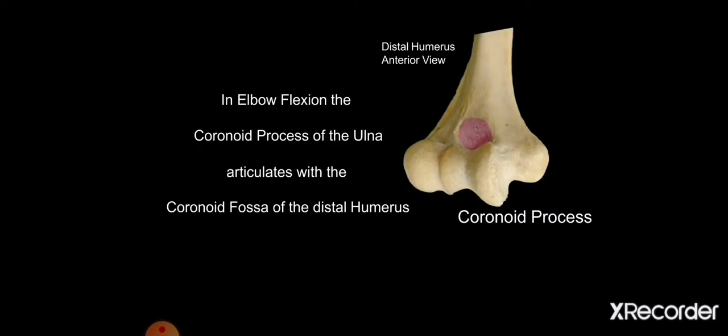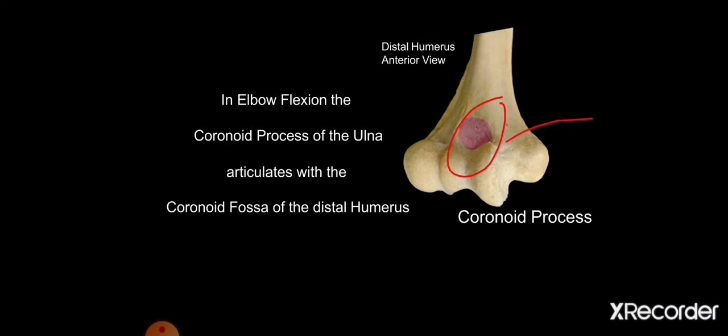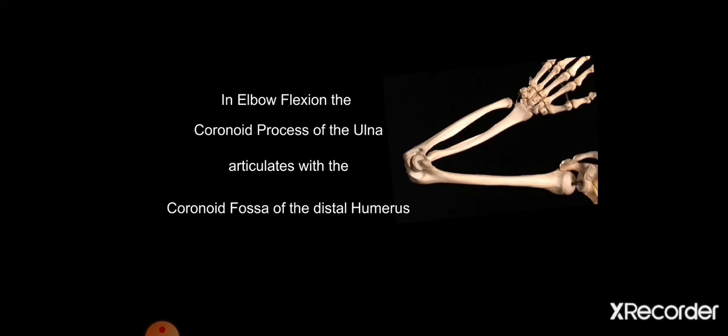Another process at the upper end of the ulna is the coronoid process. This coronoid process articulates with the coronoid fossa at the lower end of the humerus on its anterior surface. So this coronoid fossa lies on the anterior surface of the lower end of the humerus, just above the trochlea. So this coronoid process of the ulna articulates with the coronoid fossa of the humerus during formation of the elbow joint, that is especially during the flexion of the elbow joint.